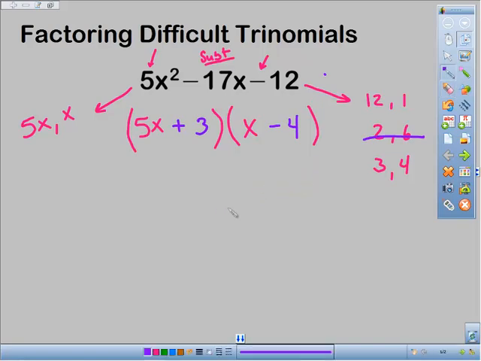And you can always, of course, check this by FOILing it back out, and you're going to get this trinomial back, which tells us that we did it properly. So there is your answer.